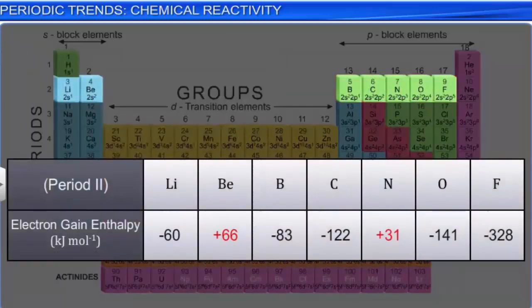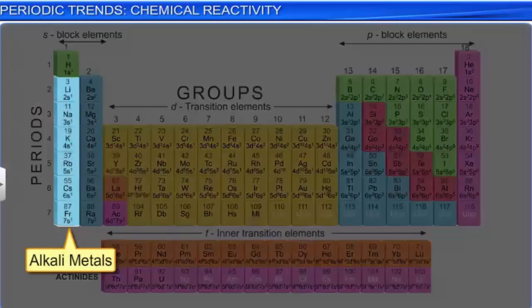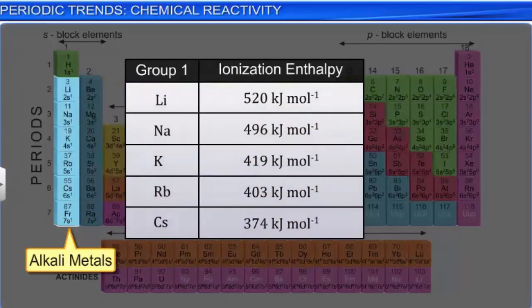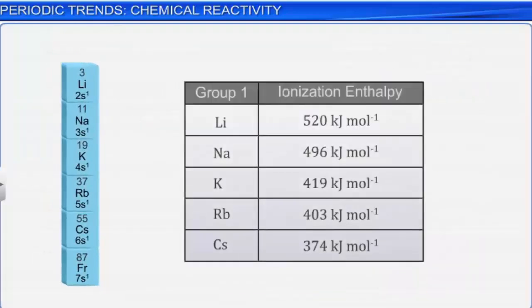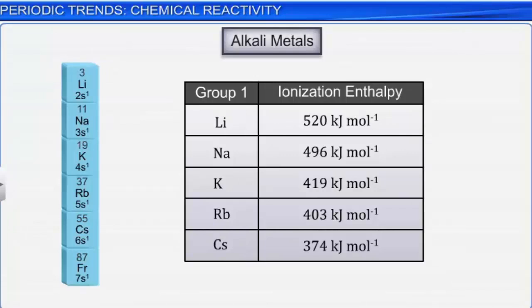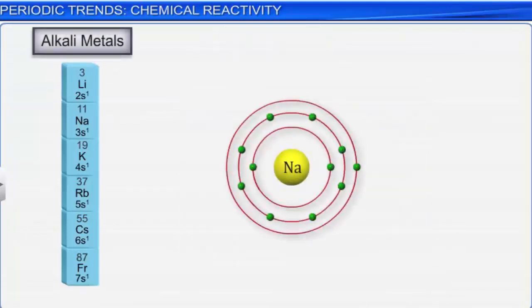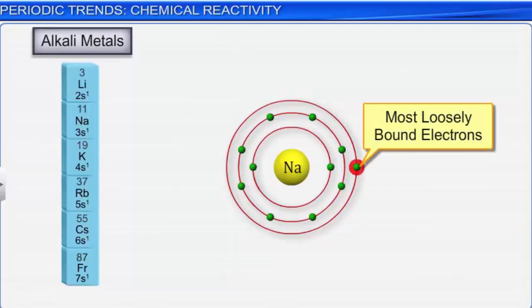In other words, alkali metals of group 1 have the lowest ionization enthalpies, and halogens of group 17 have the most negative electron gain enthalpies. Low ionization enthalpy, as in the case of alkali metals, means that the elements are willing to give away their most loosely bound electrons. In other words, alkali metals are good reducing agents and are highly reactive in nature.